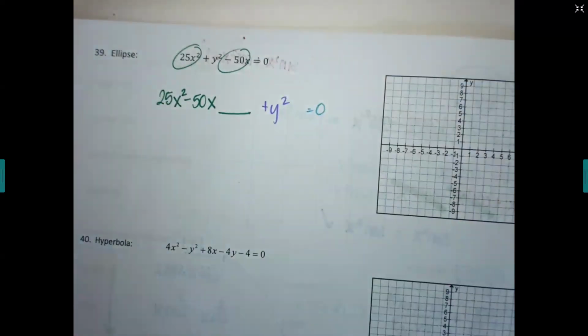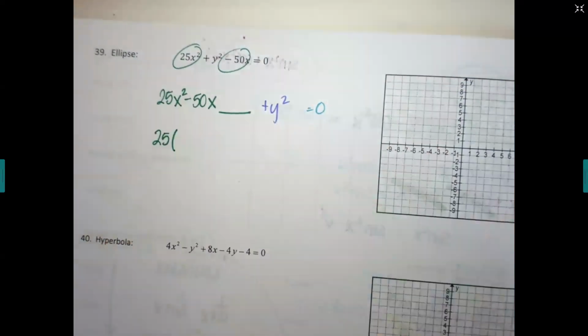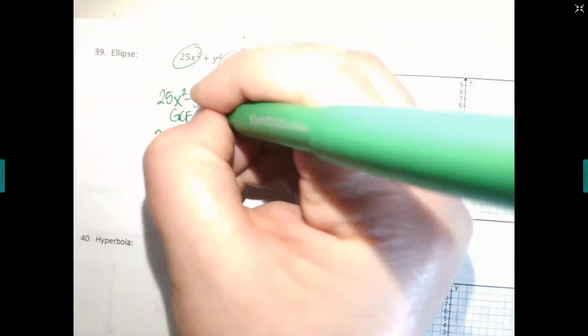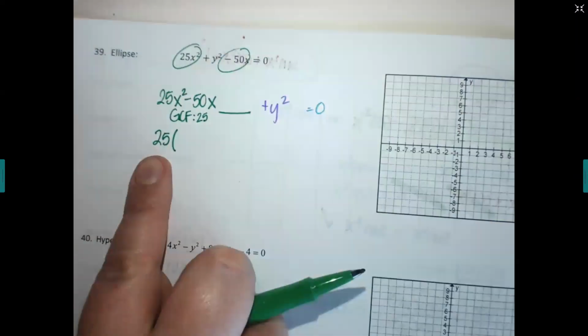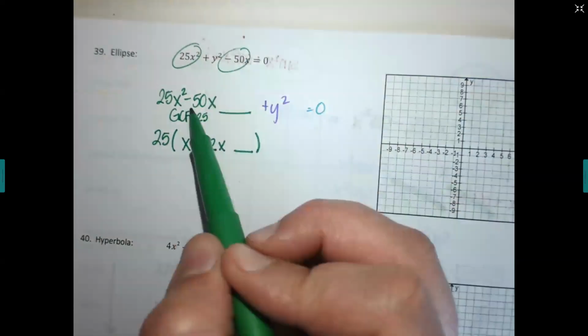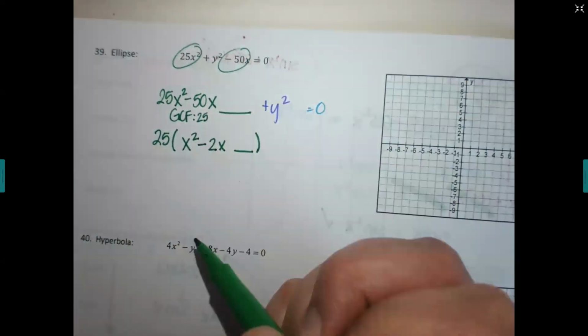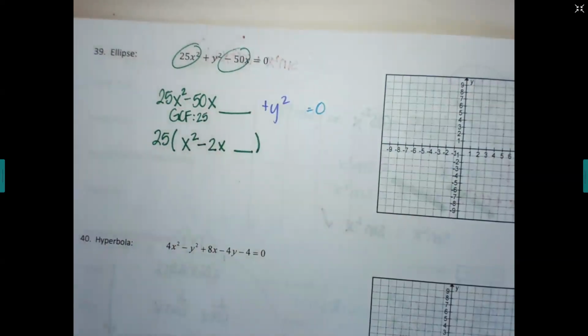Then look for your GCF. Both of these can divide by 25. We'll write that here, GCF of 25. So then the 25 comes to the front. Now my x squared is alone. And then 50 divided by 25 is a 2x. But remember, if it was a negative 50 divided by 25, that's actually a minus 2x.